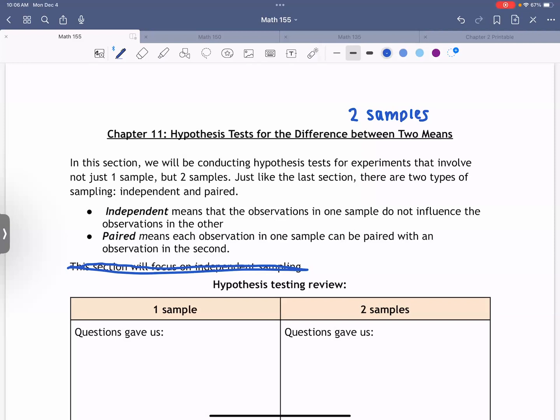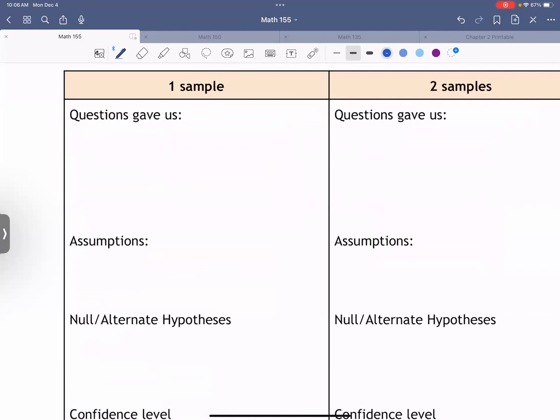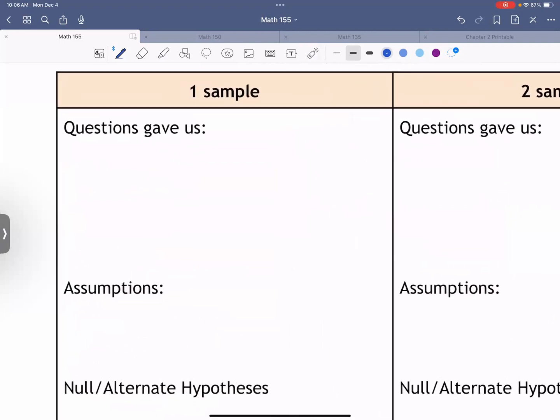Okay. So I think the easiest way to talk about two sample hypothesis testing is just to remember what we did with one sample hypothesis testing, which was all the way back in chapter 9, which was a while ago. So let's talk about hypothesis testing for that one sample section that we did. And well, there's a lot of stuff that went into it. First of all, with one sample hypothesis testing, you were given a really long paragraph. It gave you a lot of information, and one piece of information they gave us was the population mean, right?